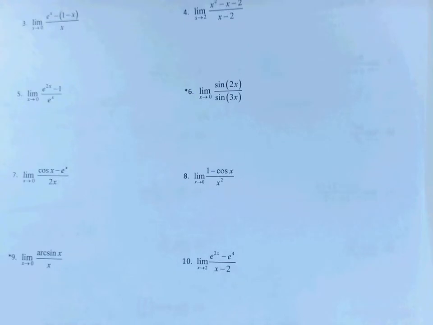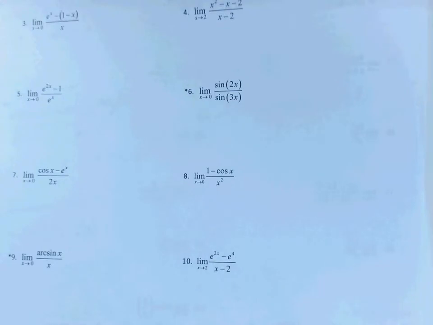Okay, so you're gonna plug in 0 top and bottom. Cosine of 0 is 1, and e to the 0 is 1. So minus them, you get 0. On the bottom, 2 times 0 is 0. That tells you you can do L'Hôpital's. So we're equal to the limit.